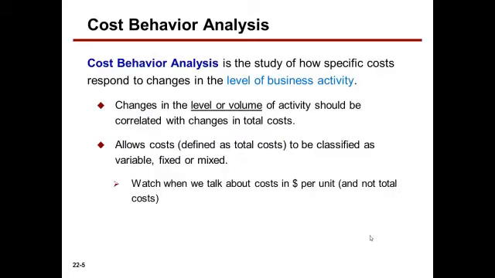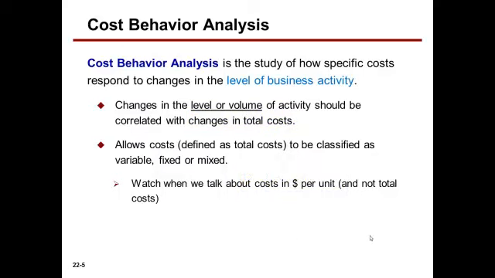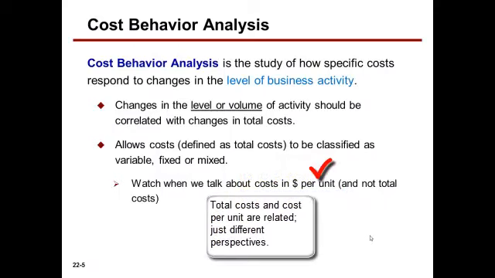So the changes in the level or volume of activity should be correlated with changes in total costs. This is what allows our costs to be classified as variable, fixed, or mixed cost. Here's a watch out. We'll also be talking about cost in terms of dollars per unit and not total costs.